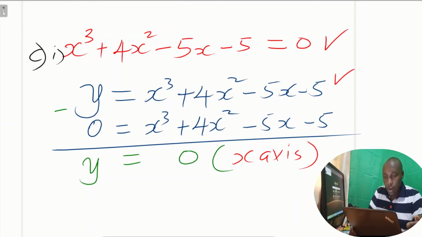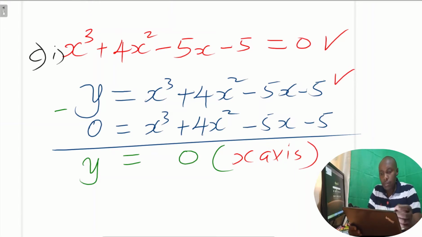So what you should do now, upon getting that, you're supposed to go and find from the curve the points where the curve has touched the x-axis. That is what you're supposed to do. You look at the intersection points of the curve and the x-axis. The x coordinate at those points will give the solution. The x values at those intersection points.